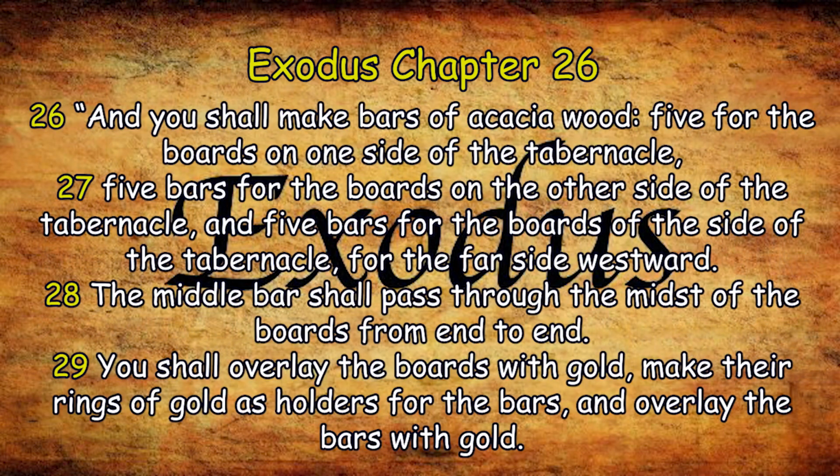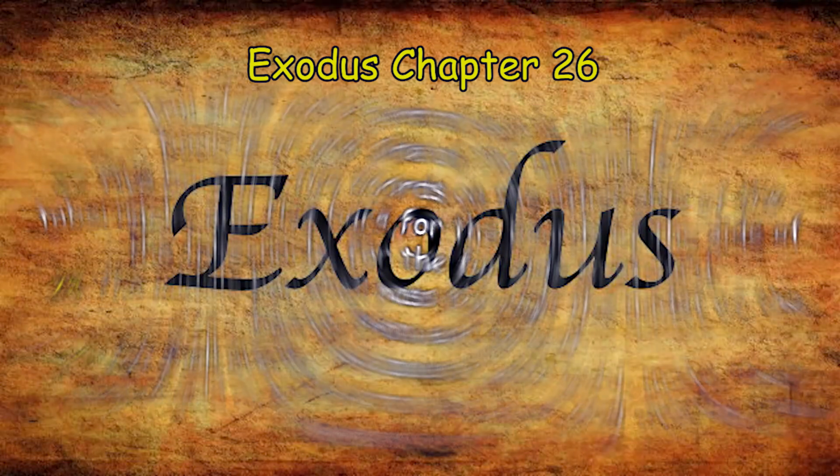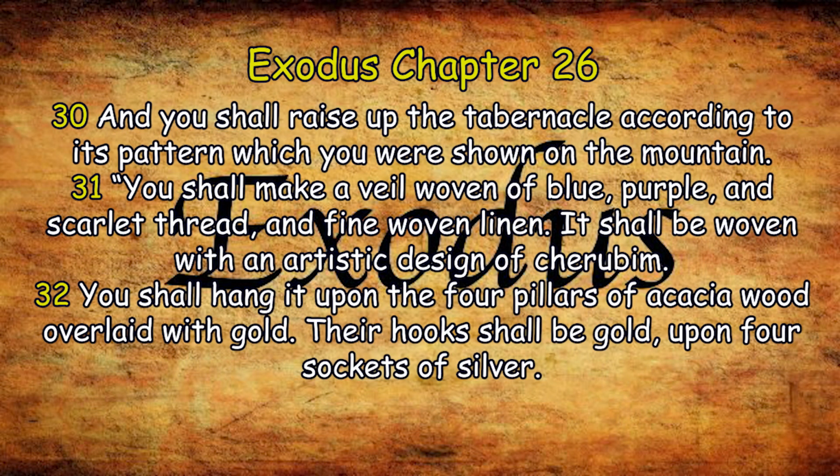And you shall make bars of acacia wood, 5 for the boards on one side of the tabernacle, 5 bars for the boards on the other side of the tabernacle, and 5 bars for the boards of the side of the tabernacle for the far side westward. The middle bar shall pass through the midst of the boards from end to end. You shall overlay the boards with gold, make their rings of gold as holders for the bars, and overlay the bars with gold. And you shall raise up the tabernacle according to its pattern, which you were shown on the mountain.